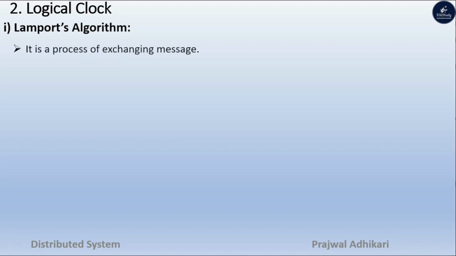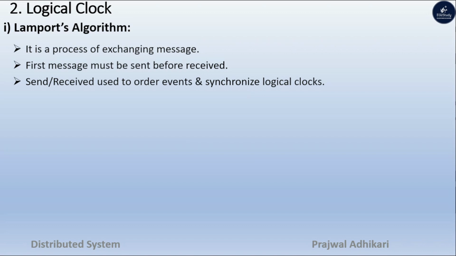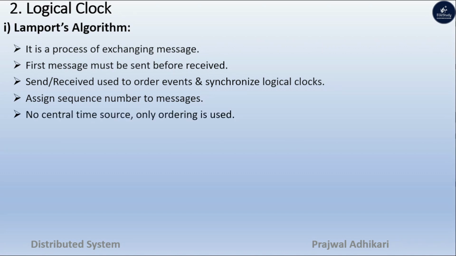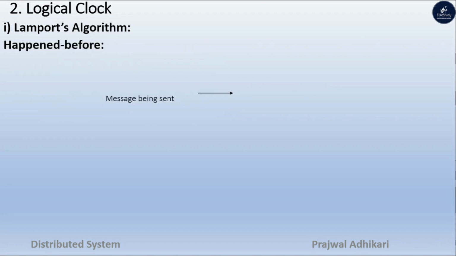It is a process of exchanging messages. At first, a message must be sent before it is received. Send or receive is used to order the events, and then it synchronizes the logical clocks. Assign a sequence number to all the messages. There is no central time source; only ordering is used in Lamport's algorithm. In Lamport's algorithm, the happen-before relation should be satisfied. So what is the happen-before relation?